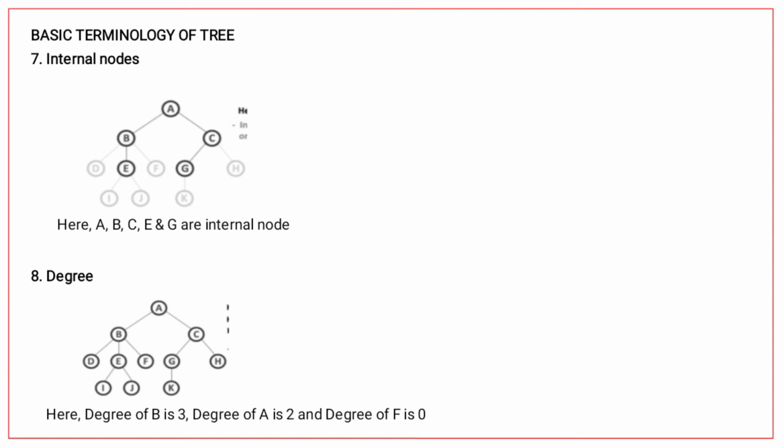Degree. In a tree, the total number of children of a node is called the degree of that node. It can also be defined as the degree of a node is the total number of children it has. See the figure. Here, the degree of B is 3, the degree of A is 2, and the degree of F is 0.